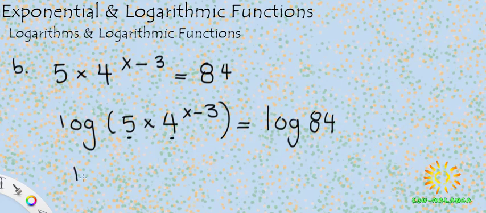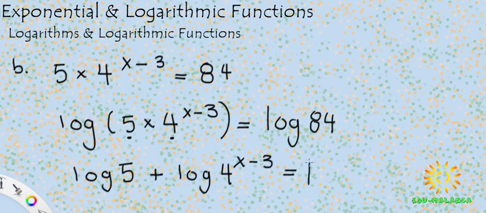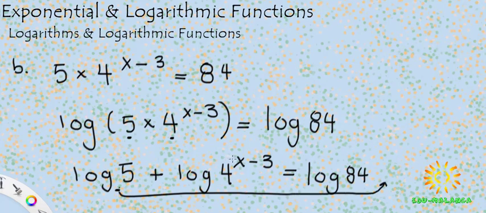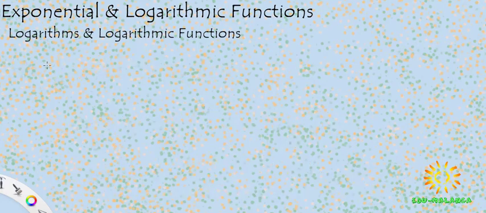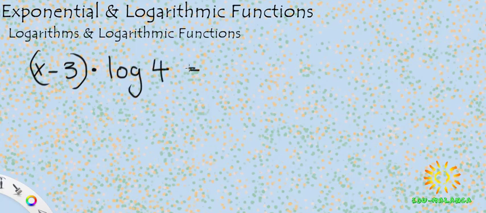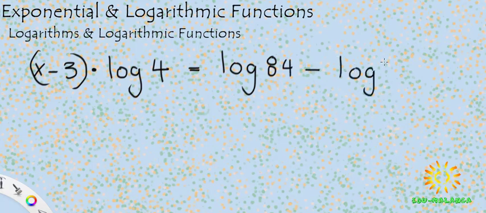What it will then become is log 5 plus log 4 to the power of x minus 3 should equal log 84. The next step I'm going to take is to group like terms. So I'm going to move log 5 to this side of the equation, and then I'm going to move this power to the front of this log and multiply by it. So let's continue. We're then going to have x minus 3, and this is going to multiply our log of 4, and it'll be equal to log 84 minus log 5.